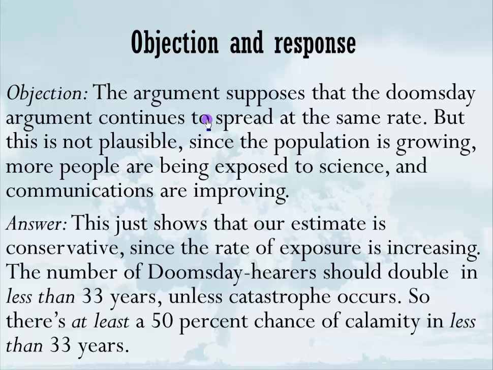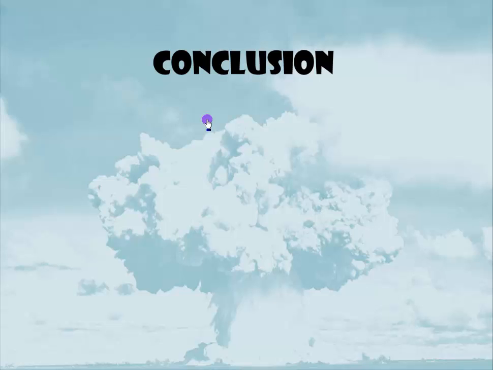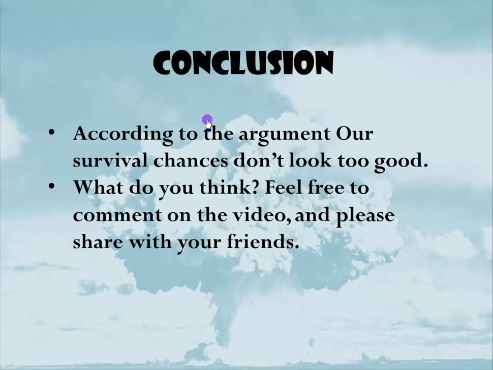If the rate of exposure is increasing, then the number of Doomsday hearers should double in less than 33 years. So that situation can only last for less than 33 years. So there's a 50% chance of calamity in less than 33 years. So that even worsens the probabilities. All right, conclusion. According to the argument, our survival chances don't look too good.